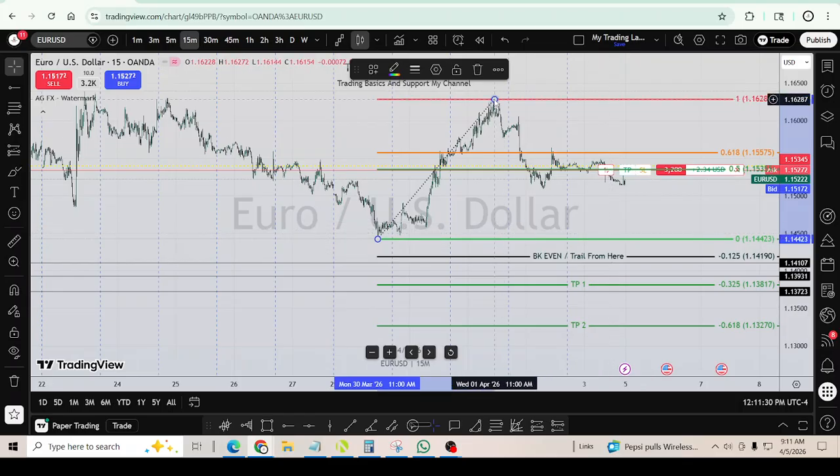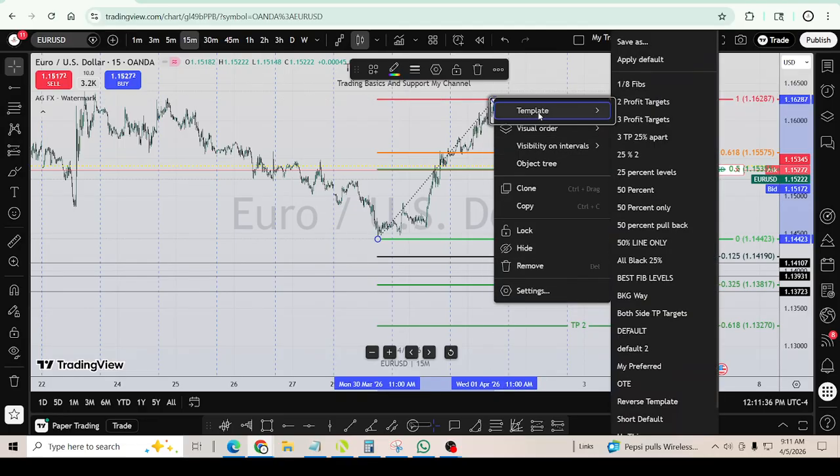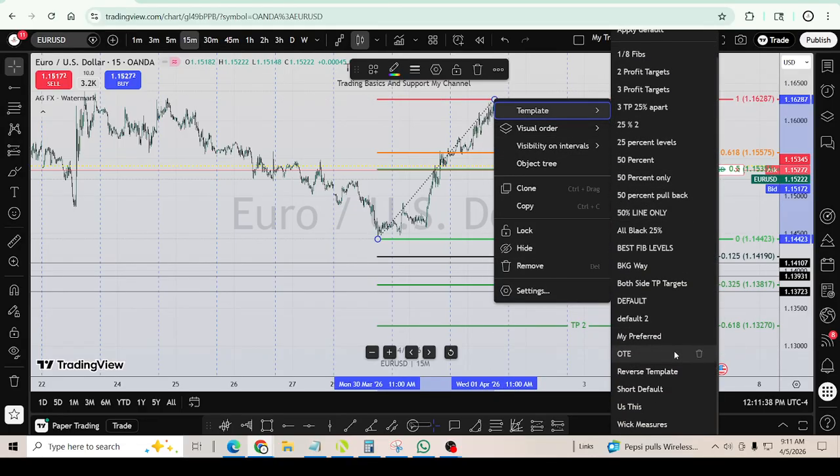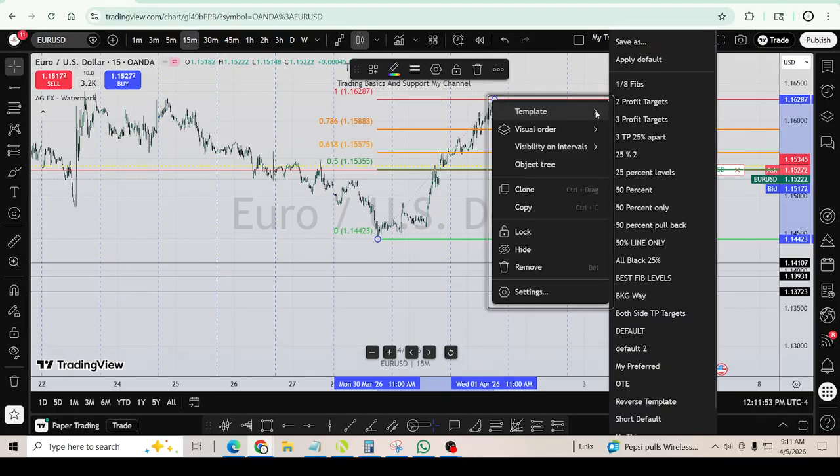Let me show you another standard one. By default, it's going to come with your standard settings, and that looks like, I think it's this one. No, this is not the one. This one's, this was also an optimal trade entry. Where's my other tip?